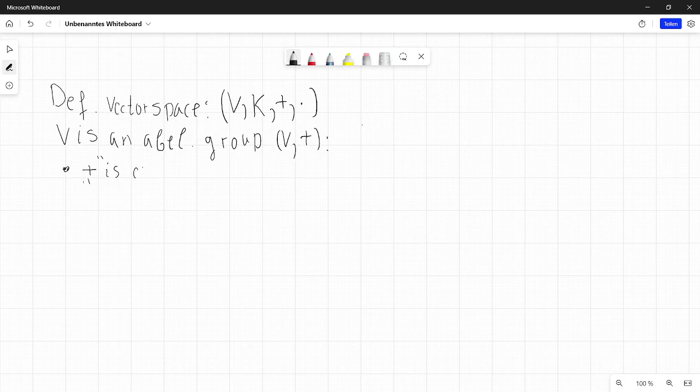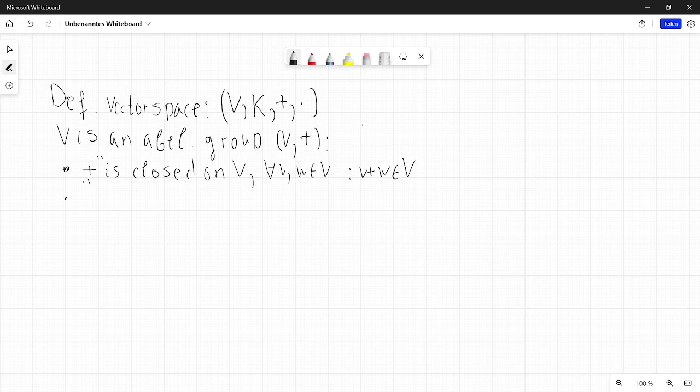Plus is closed on V, which means for all v, w that are in V, we just get that v plus w is also always in V. Right. That's the most basic property.